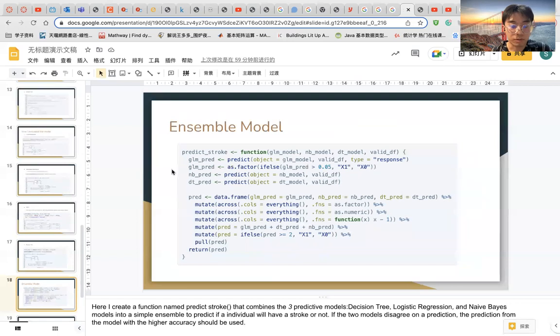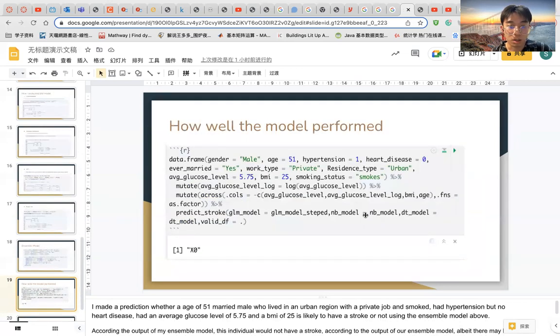After that, I assembled my models together. I picked 3 predictive models: decision tree, logistic regression, and naive Bayes. And I assemble these 3 models to predict if an individual will have a stroke or not. If the models disagree on the prediction, the prediction from the model with the higher accuracy should be adopted. Here is a brief look at how well the model performed.